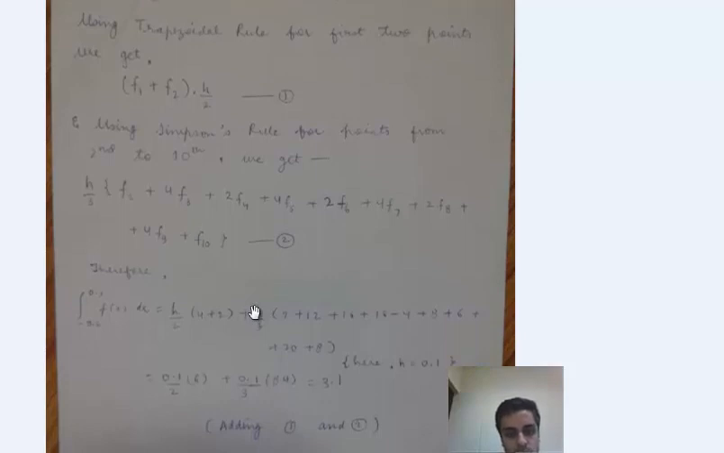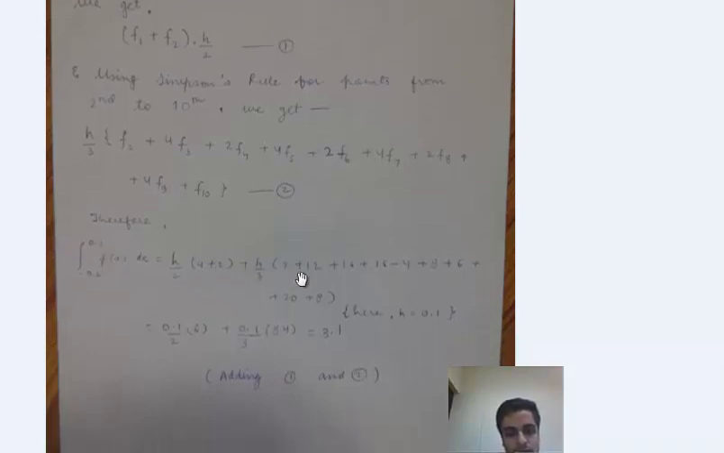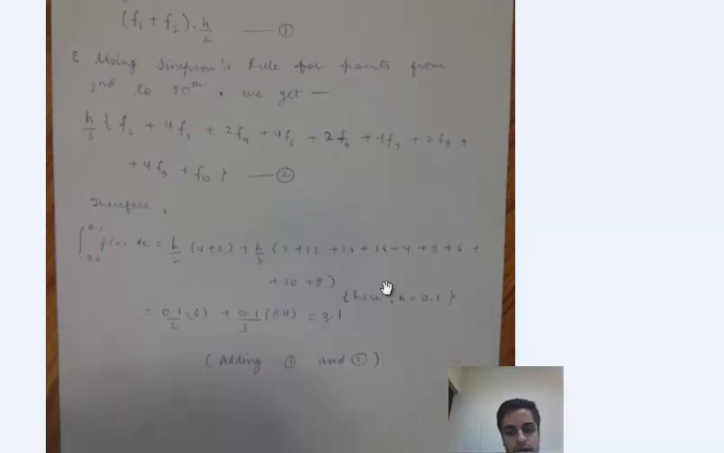Summation of these two equations 1 and 2 will give us the integral of our function from the point minus 0.6 to 0.3. By putting the value of h and the corresponding value of the function at the points, we will get the value of our integral, which is coming out to be 3.1.